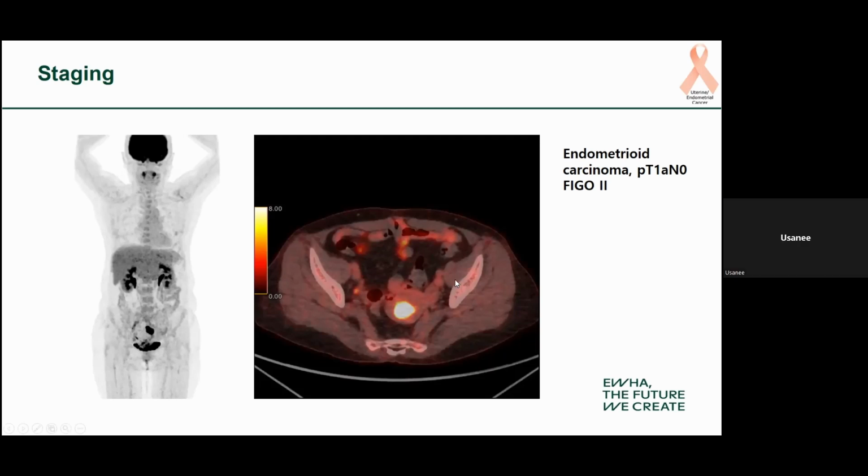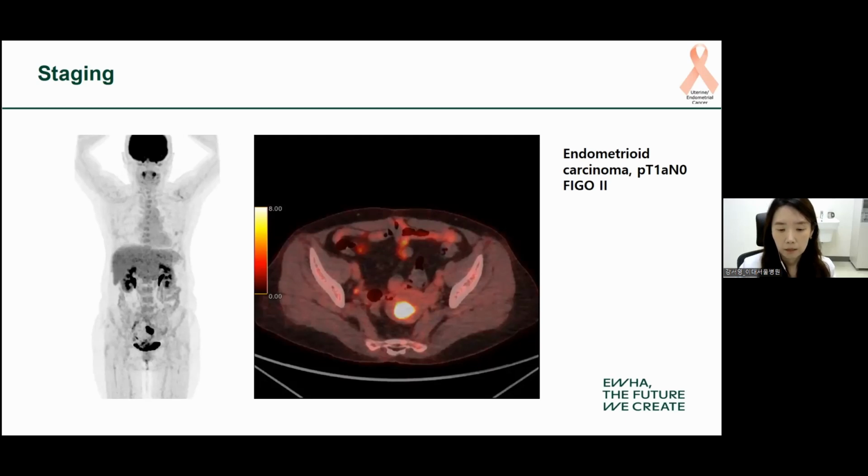So the patient had surgery. The pathologic finding was endometrial carcinoma. It is a very common type of endometrial cancer. And also, as we found on the PET/CT, there were no metastatic lymph nodes. So the patient was diagnosed with pathologic staging T1a N0.